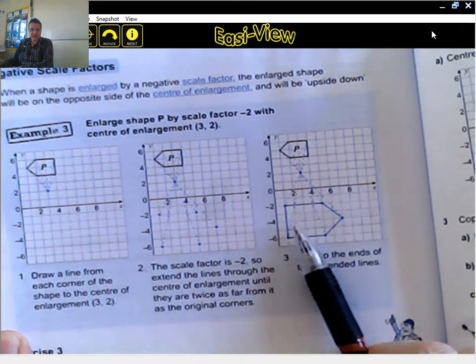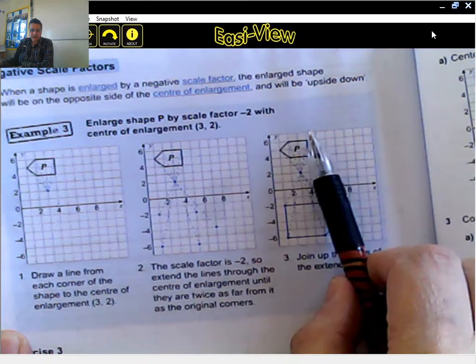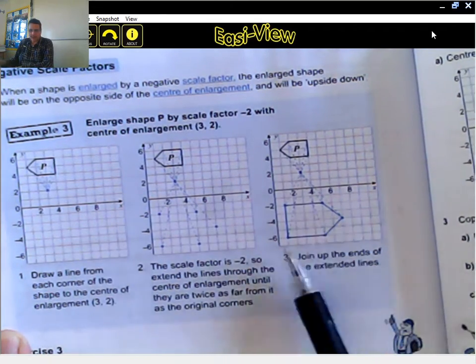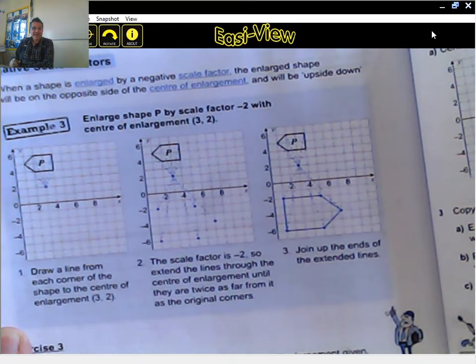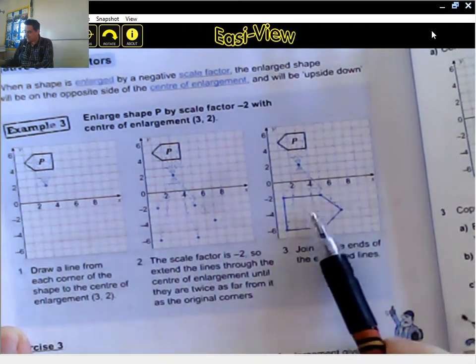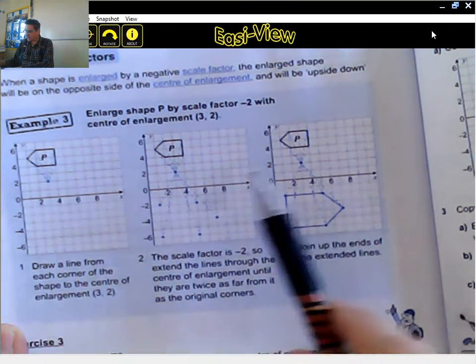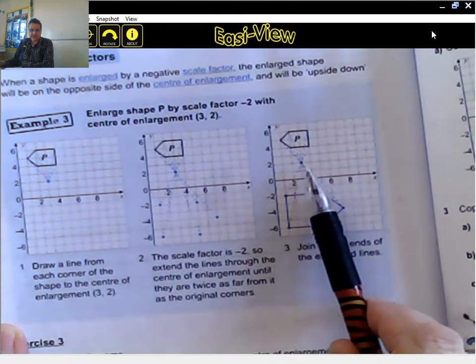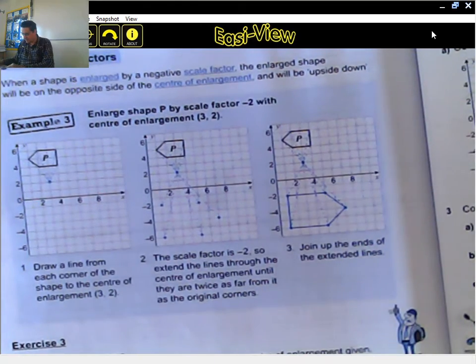So it's clearly been enlarged twice as big, because 2 squares has become 4 squares, and 2 squares has become 4 squares, and 1 little square there has become 2 little squares there. It's clearly an enlargement of scale factor 2, but not quite. It's actually -2. Look at the positioning of the original, look at the positioning of the enlargement. So it's an enlargement, scale factor -2, with a given centre of 3, 2. All right. So there's a few questions to be done here.